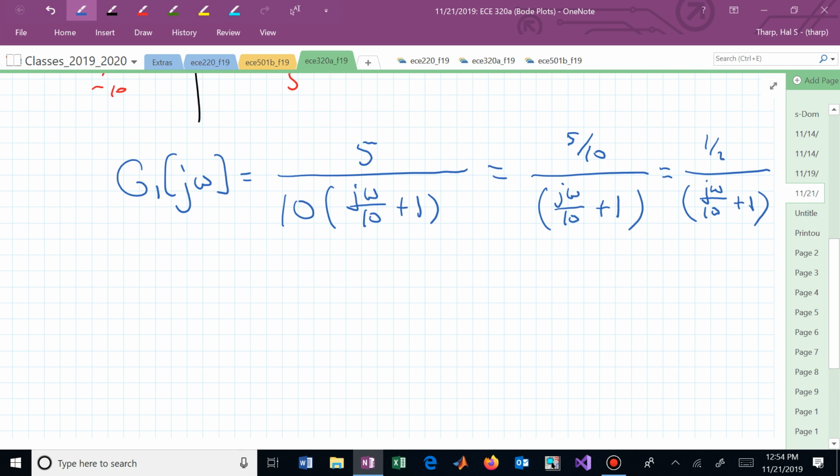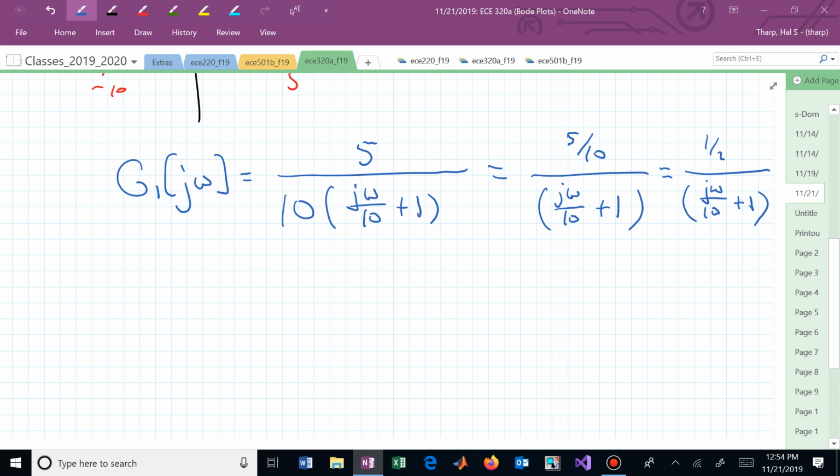And because I've put everything into time constant form, that gain doesn't change when I look at omega equal to 0. Because then I just have the 1 in the denominator, and I'll have 1s in all my other factors if I've put them all in time constant form. And now I can more convincingly say my gain is 1/2 relative to how I'm sketching this diagram.